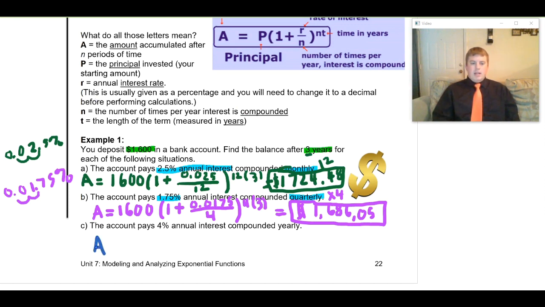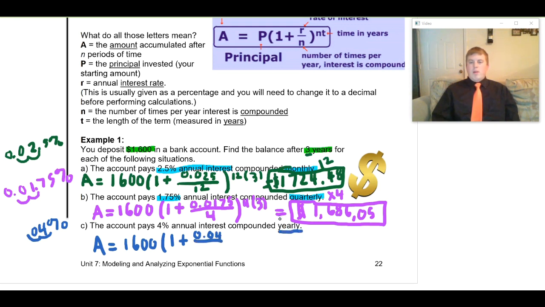So you're probably getting used to the drill right now. We're going to have A, and we're going to have the 1,600 that we start with. We're going to have the 1 plus. Now this time it is 4% interest. So I'm going to move the decimal 2 places. So I'm going to have 0.04. And this time it's compounded yearly.